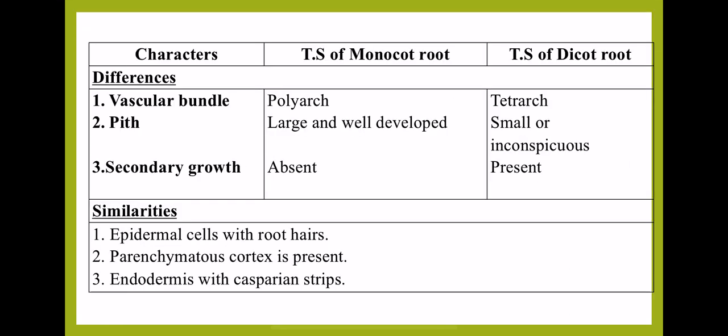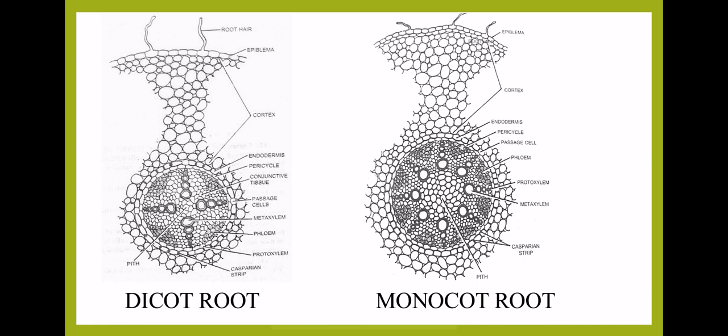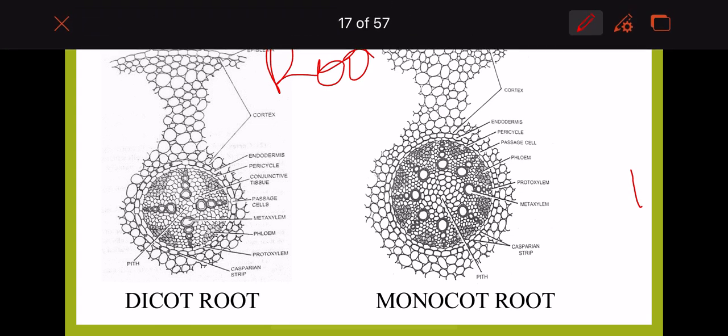Till now we studied the tissue system and the different types of tissues. Let us now study how these tissues are present in monocot and dicot, and how they differ. I'll explain only the difference between the monocot root and dicot root by showing the diagram. Similarities: both have epidermal cells with root hairs. If you look at the diagram, you can observe both have epidermal cells with root hair. This is the root hair.